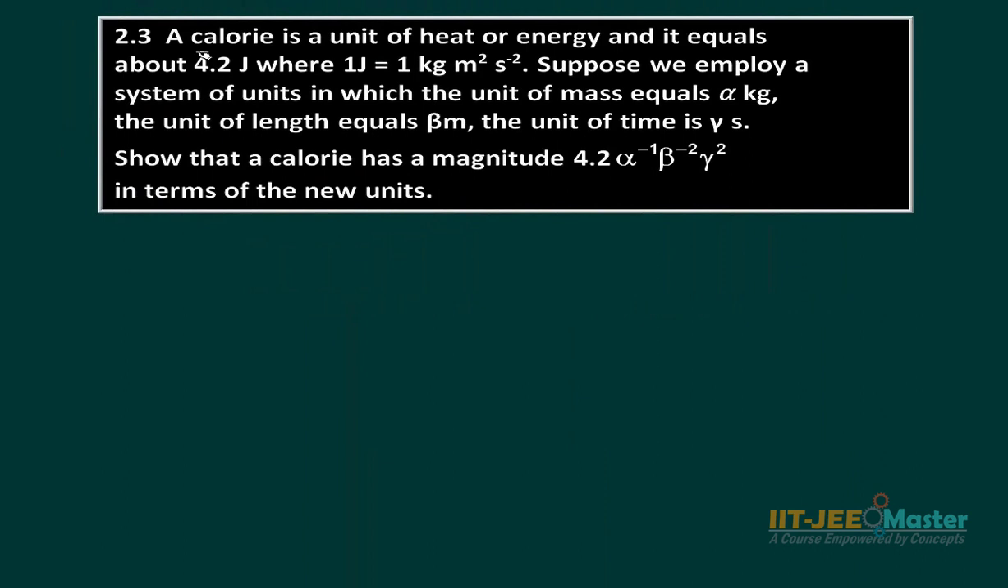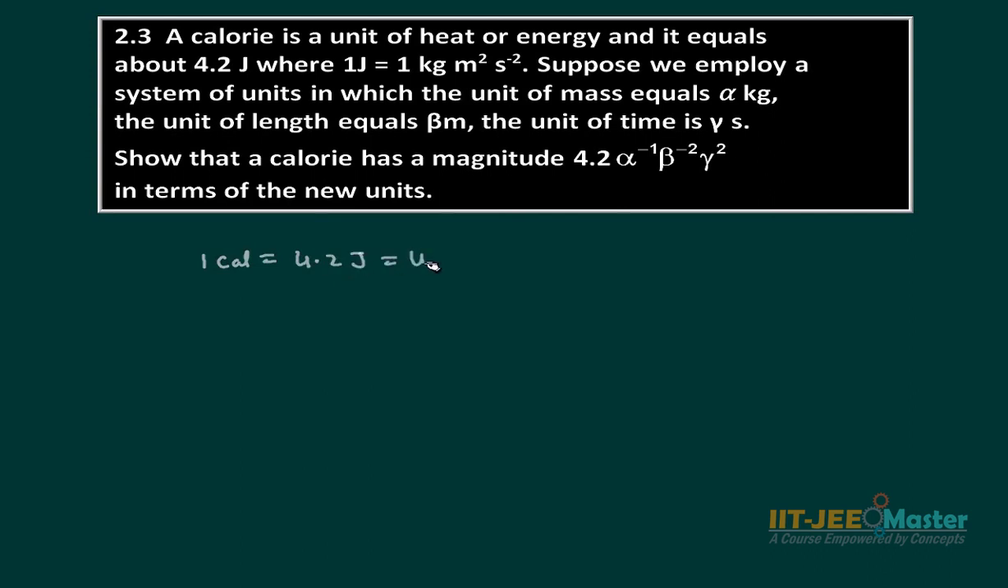Let us see this problem. A calorie is a unit of heat or energy, and it equals about 4.2 joule, where 1 joule is 1 kg meter square second to the power minus 2. Suppose we employ a system of units in which the unit of mass equals alpha kg, the unit of length equals beta meter, and the unit of time is gamma second. Show that the calorie has a magnitude 4.2 alpha to the power minus 1, beta to the power minus 2, and gamma square in terms of the new units.